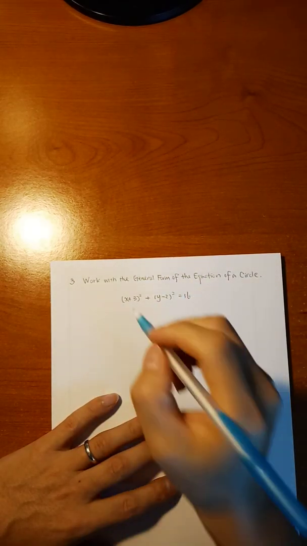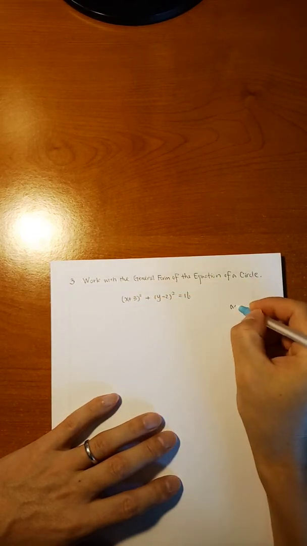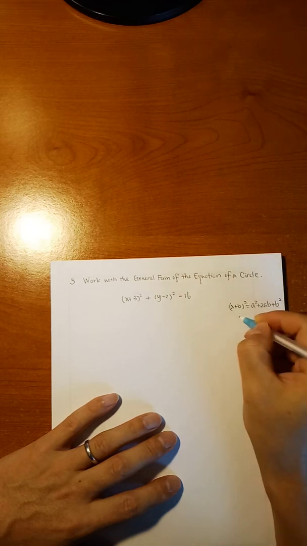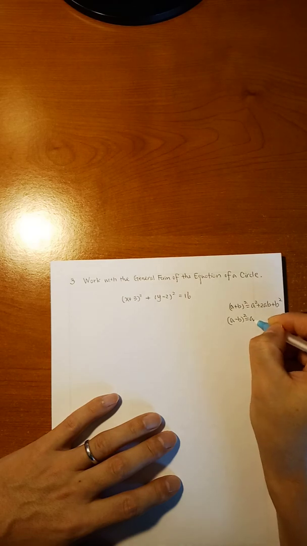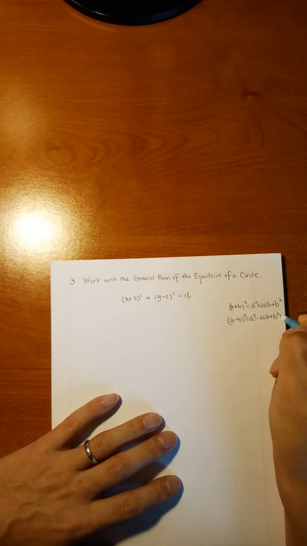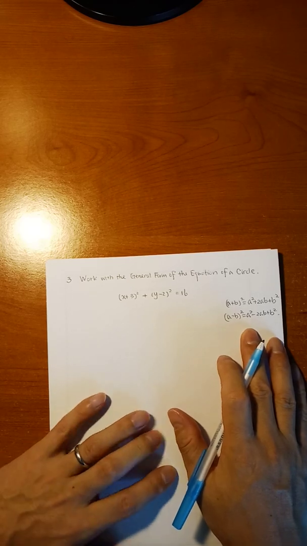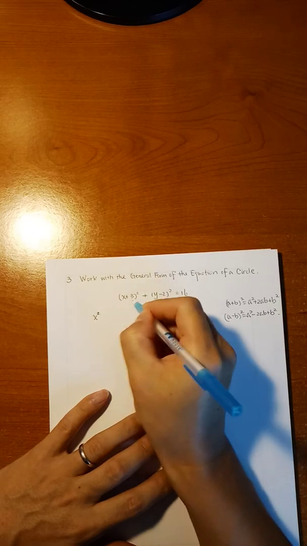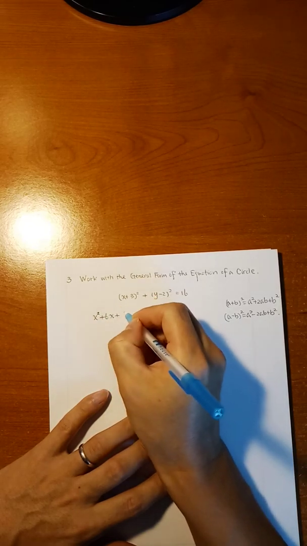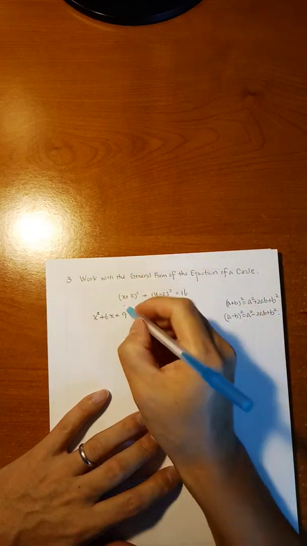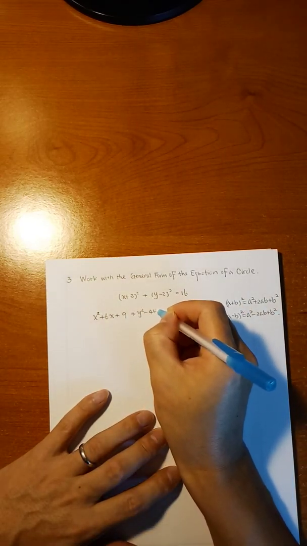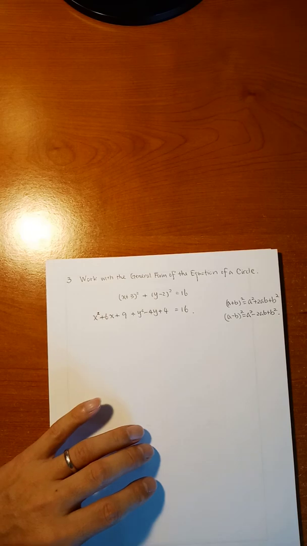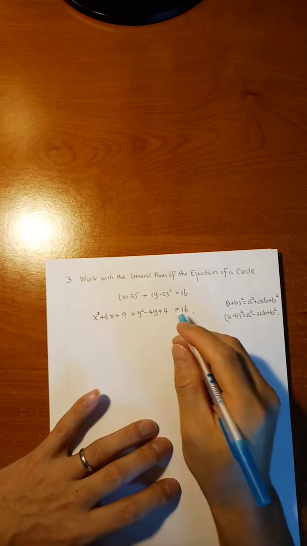If we expand this, remember (a + b)² is a² + 2ab + b², and (a − b)² is a² − 2ab + b². That's the general formula. Now let's apply the first formula here: x² + 6x + 9. And second, you apply the second formula: y² − 4y + 4, is equal to 16. All right, so that's the expansion.